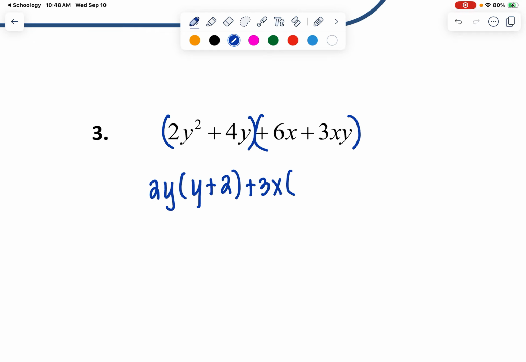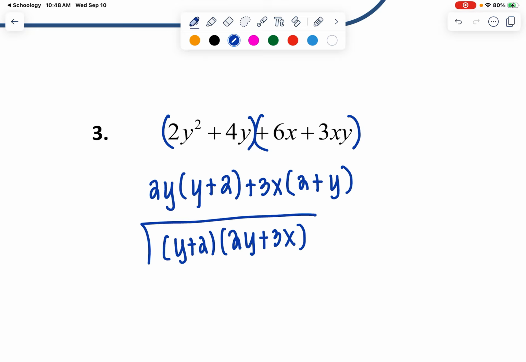All right, so it's 3x. You have 2 plus y. Y plus 2 and 2 plus y are the same thing. So we're gonna write down our factor of y plus 2, and then we have 2y plus 3x remaining as a factor.